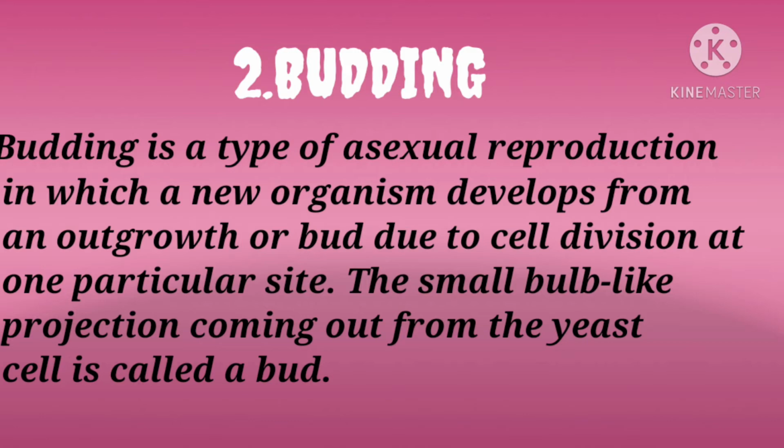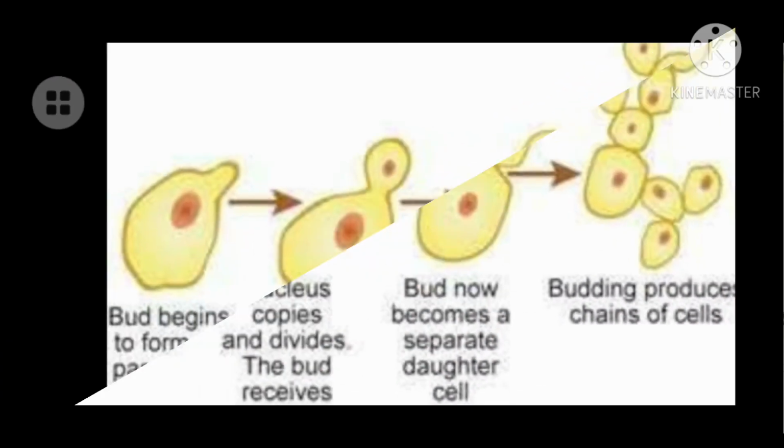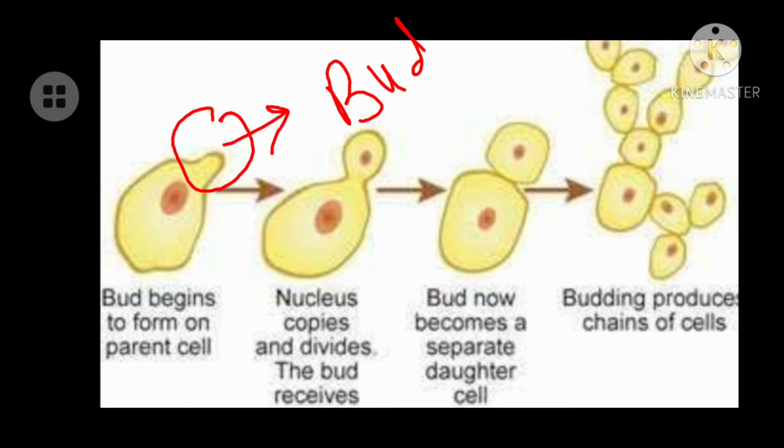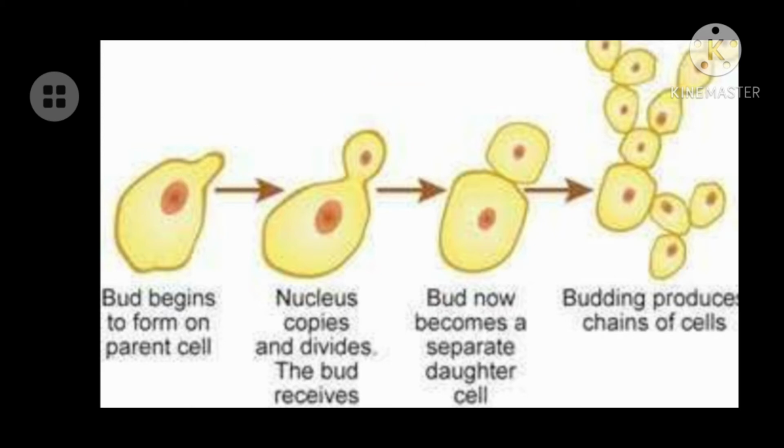Now let's see the diagram, then it will be clear. So this is a yeast cell. First of all, a small outgrowth comes outside, followed by division of a small amount of nucleoplasm, which moves towards that bud, followed by a small amount of cytoplasm, and then it may detach from the parent body and give rise to a new yeast plant. Sometimes chain budding may also occur.